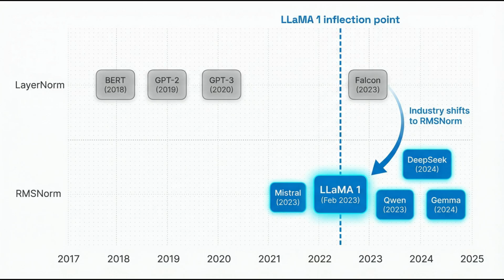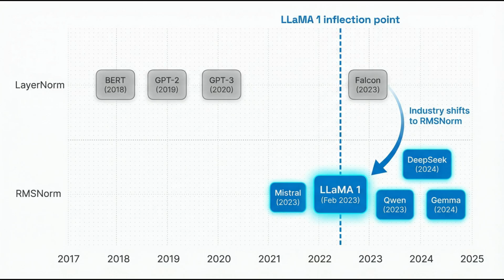Llama 1 from February 2023 was the adoption breakthrough. Meta established the recipe: pre-LN plus RMSNorm plus SwiGLU plus RoPE. From that moment, practically every new open-source model, Mistral, Qwen, DeepSeek, OLMo, adopted RMSNorm. The exception is Falcon, which after ablations chose full LayerNorm. Proof that standard choices aren't universally better.